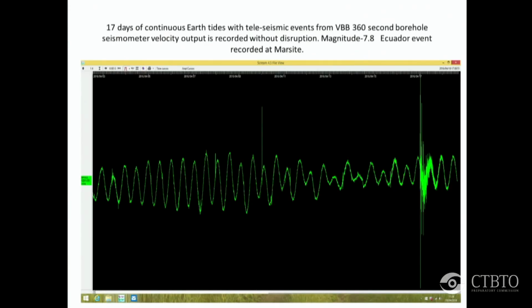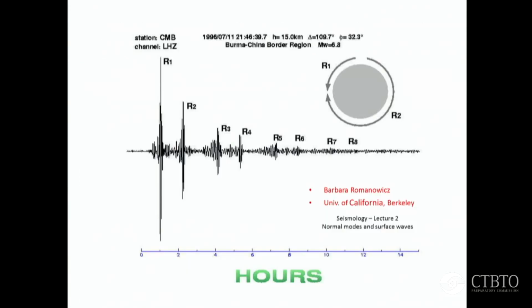And this is from Barbara's lecture notes. You can see that the Earth modes can be easily detected from a quiet site, which is what you need in order to really have a good broadband station. You need to be able to detect such small signals. The rest of it is quite easy.